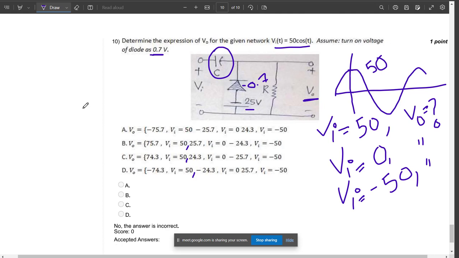Okay. What about others? Is there a polarity change? Will there be a polarity change somewhere down the line?